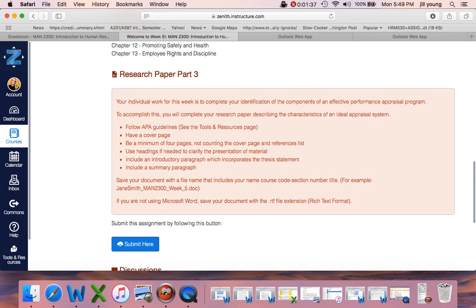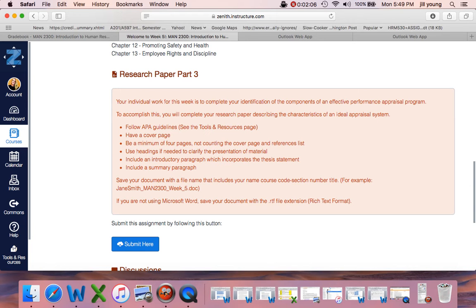This is an APA written paper. Please make sure to follow that style. I'm seeing a lot of issues with that. It needs to have a cover page. It needs to be a minimum of 4 pages, and that does not include the title or the reference list. You need to use headings, and this is all in the APA. You could use the OWL at Purdue, the APA website, but you need to follow that format. And that means you need to use headers too.